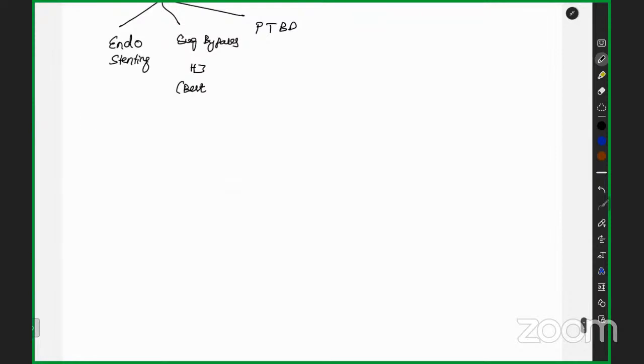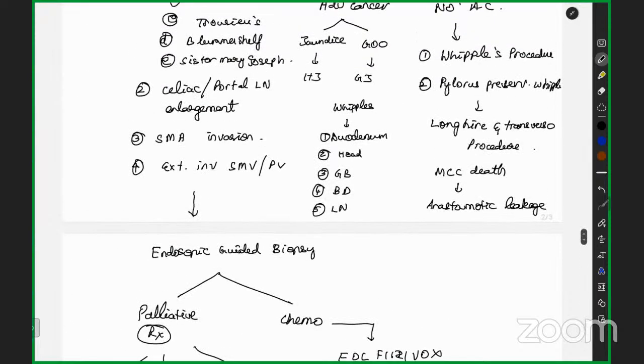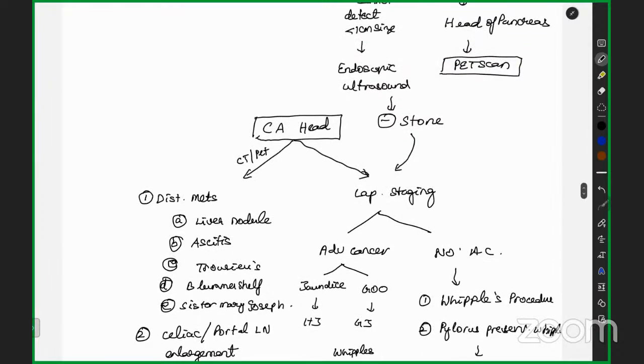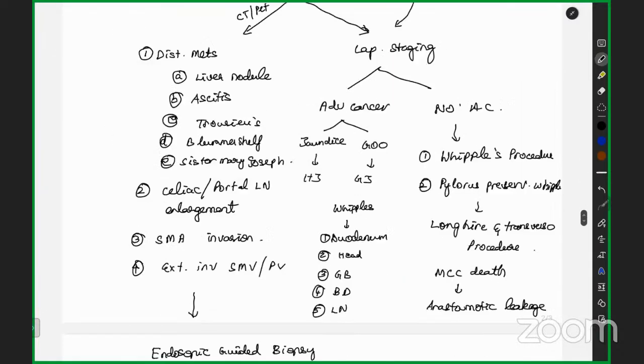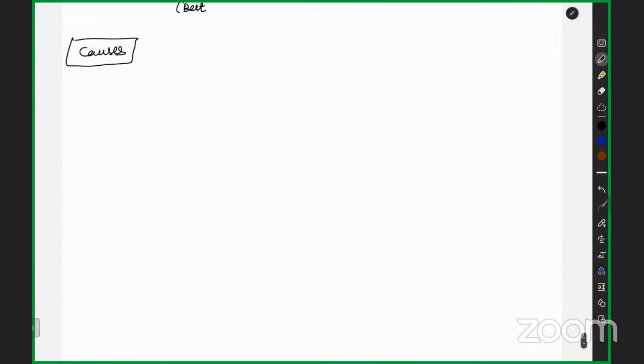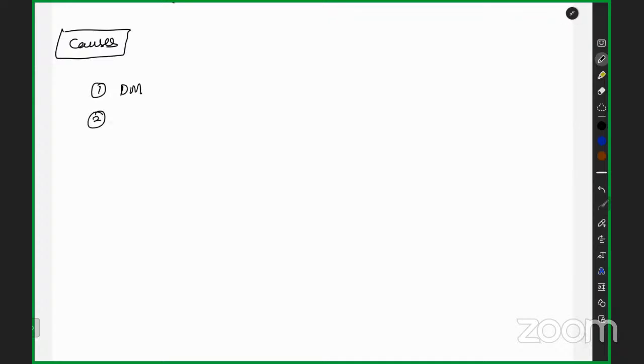Now, what are the causes of CA pancreas? I have discussed the treatment, and I have discussed the symptoms with which the patient comes to you. Now coming to the causes of pancreatic tumors. The first causes are diabetes mellitus and alcohol, then obesity. Obesity is another important cause. And then you're going to have genetic causes.